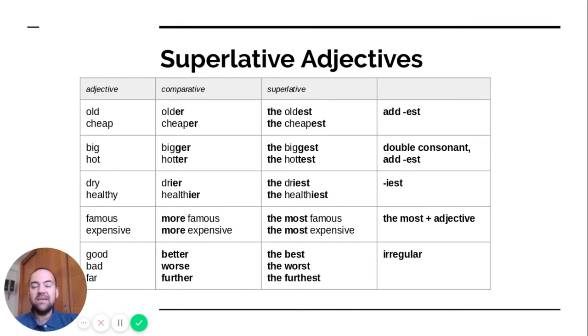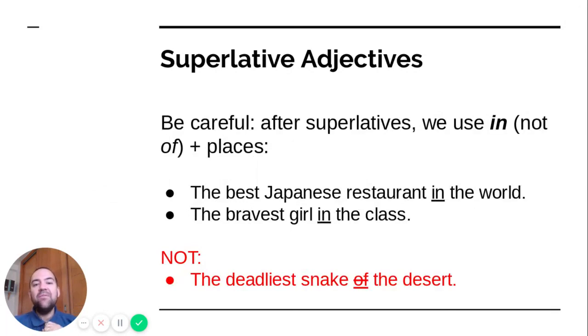Just one last thing before I go. Be careful, because with the superlatives, we use in, not of, with places, yeah? So it's the best Japanese restaurant in the world. I can't say the best Japanese restaurant of the world. That would be wrong, yeah? The bravest girl in the class. The deadliest snake in the desert, not of, okay?